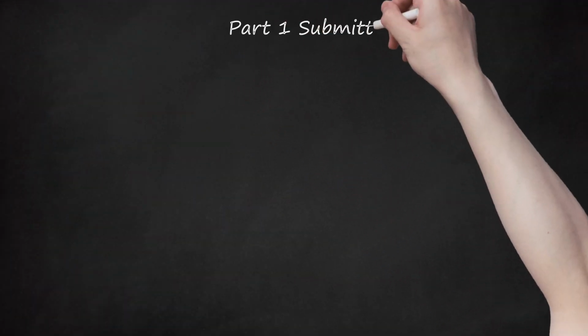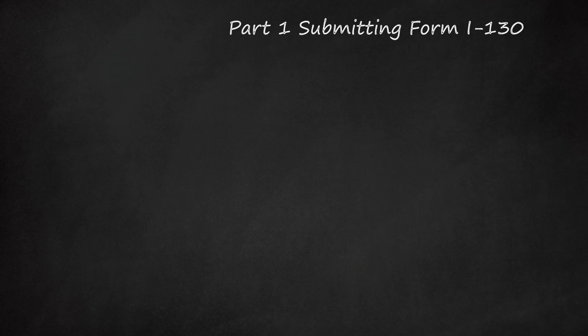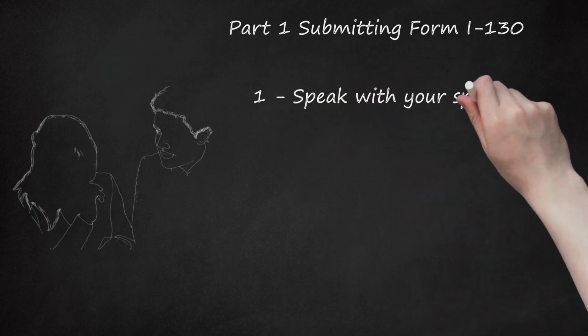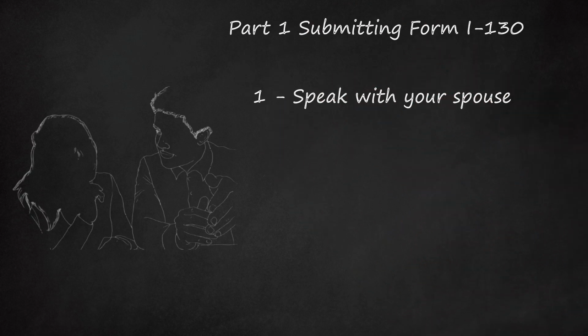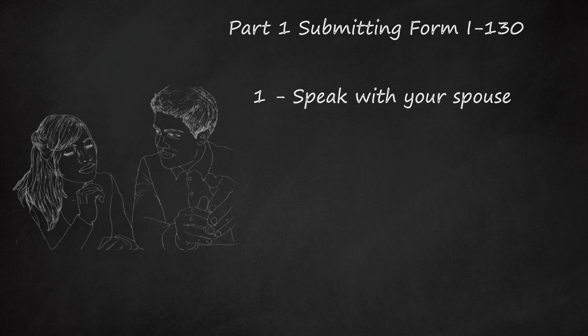Part 1: Submitting Form I-130. 1. Speak with your spouse. To adjust your immigration status through marriage, your spouse must file Form I-130, Petition for Alien Relative, with USCIS on your behalf. Make sure your spouse understands this requirement, because you can't proceed until a petition has been submitted. This petition begins your adjustment of status process.